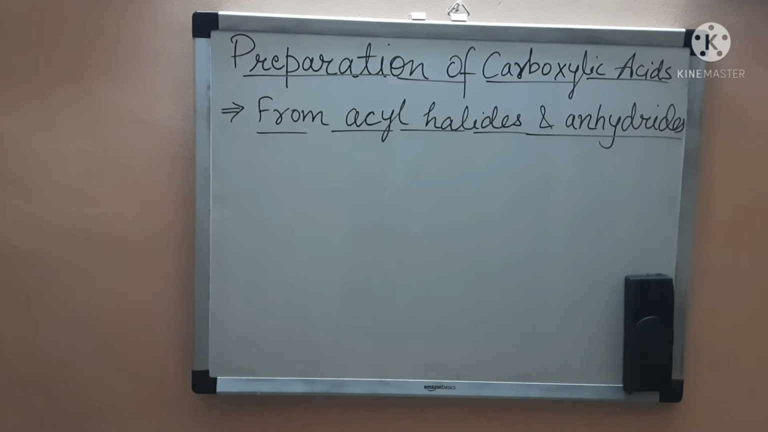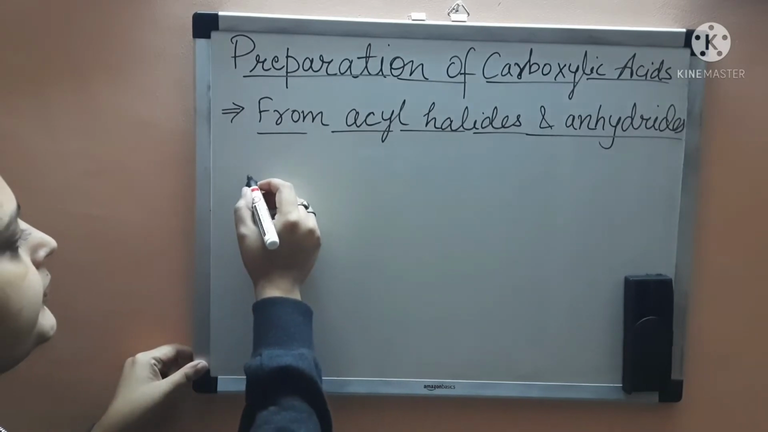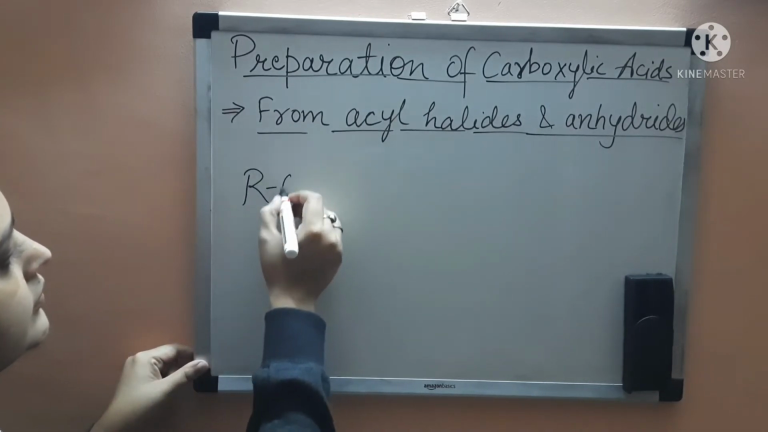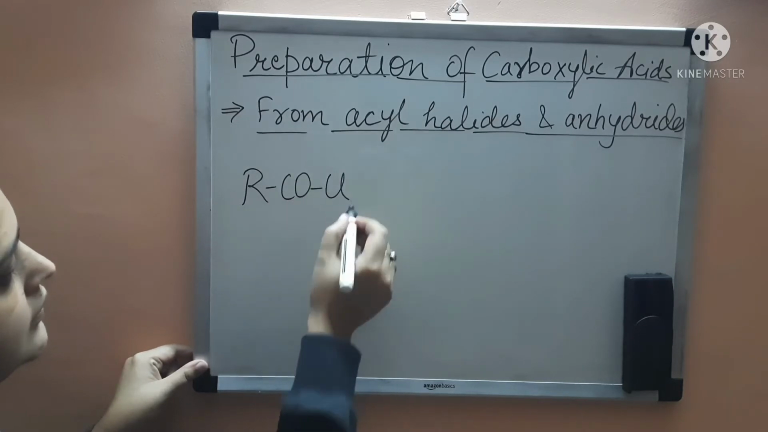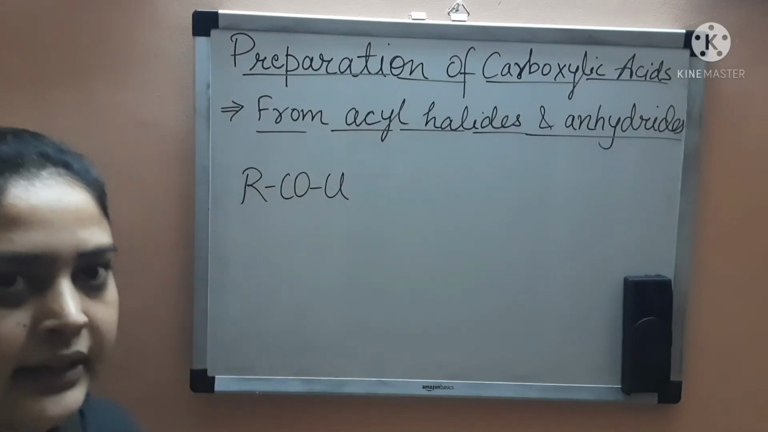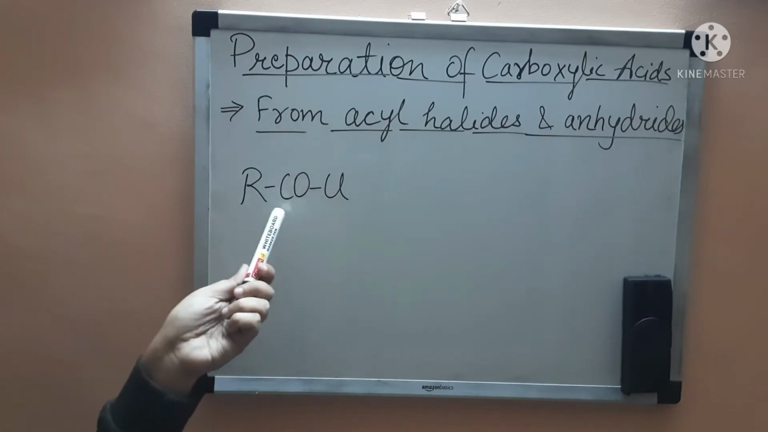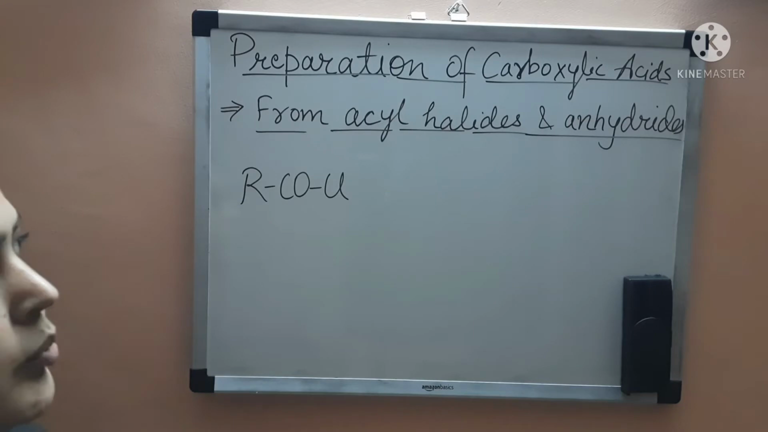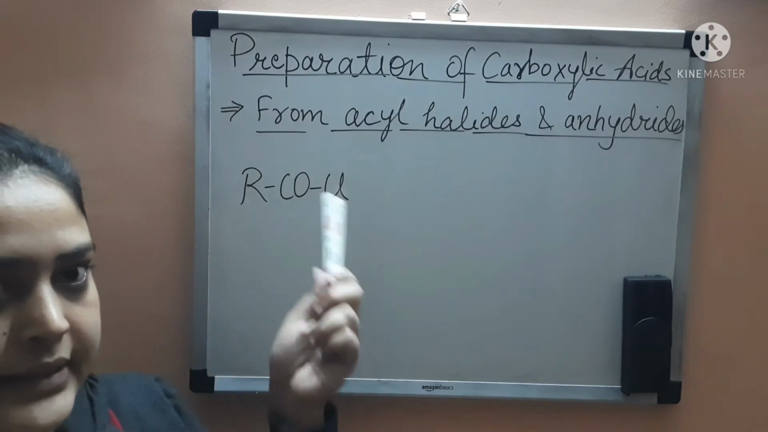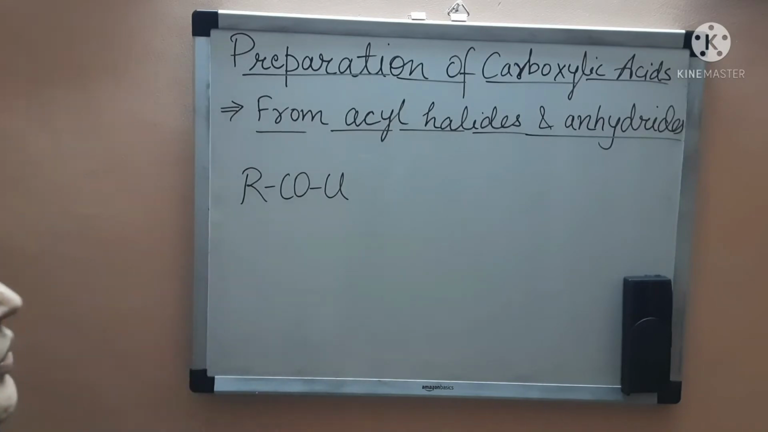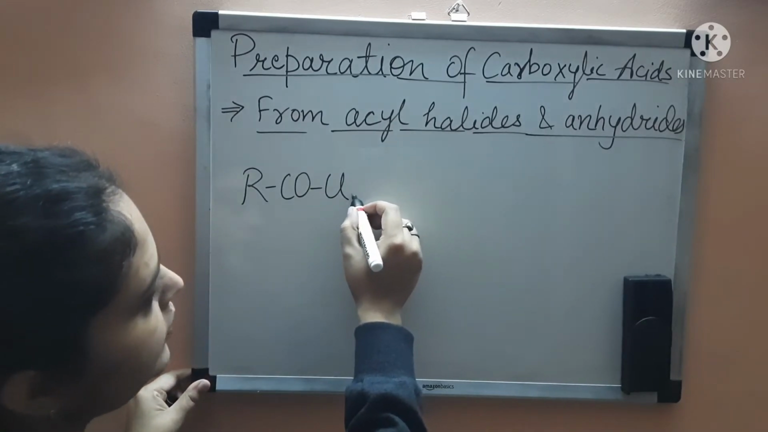So what are acyl halide? Acyl halide are RCOCl. So this is an example of acyl halide or acid halide. So here we are taking RCOCl. So how do we prepare carboxylic acid from this? We have to just hydrolyze this acyl halide with water. So one way is to hydrolyze it with water.